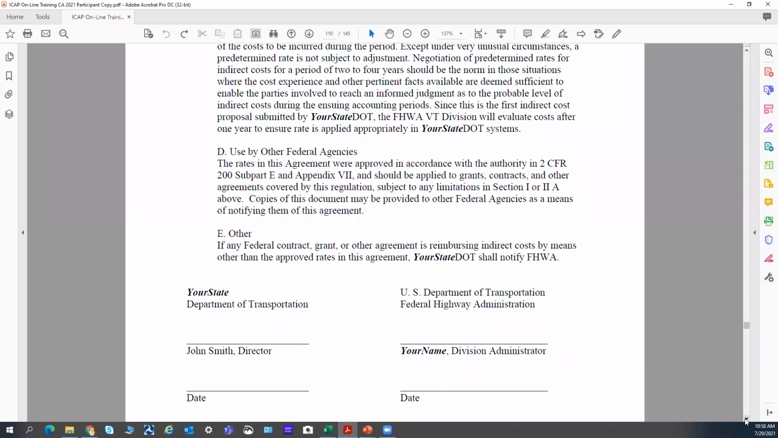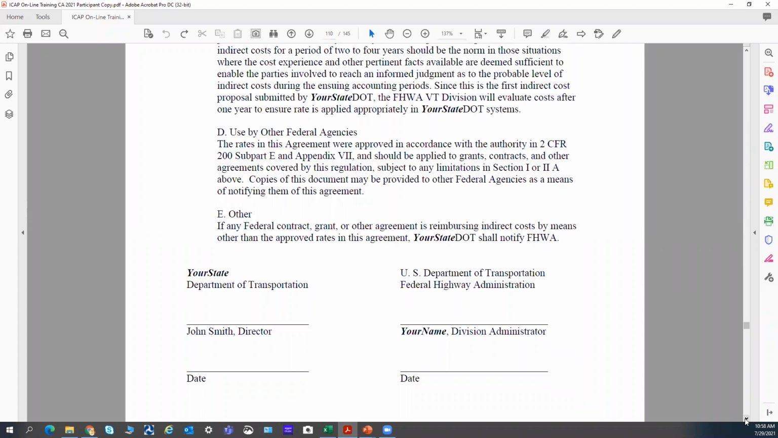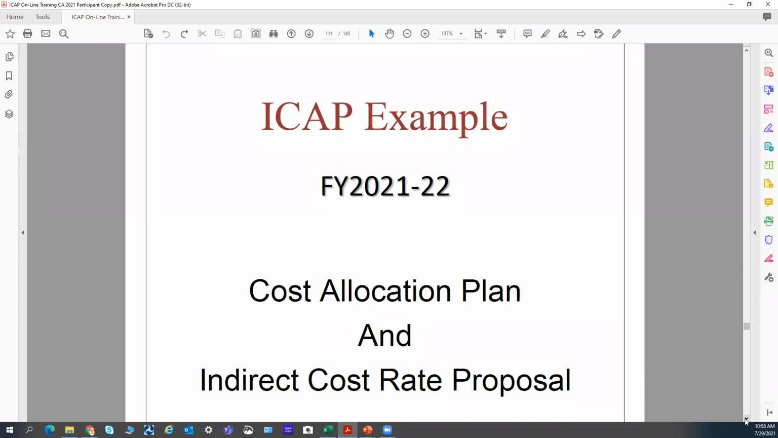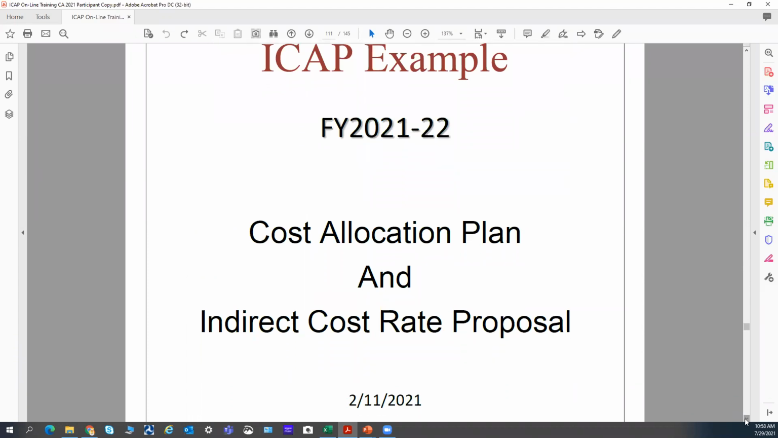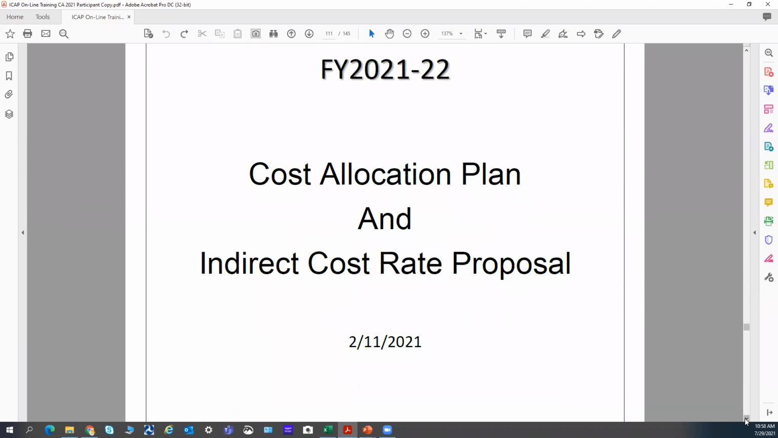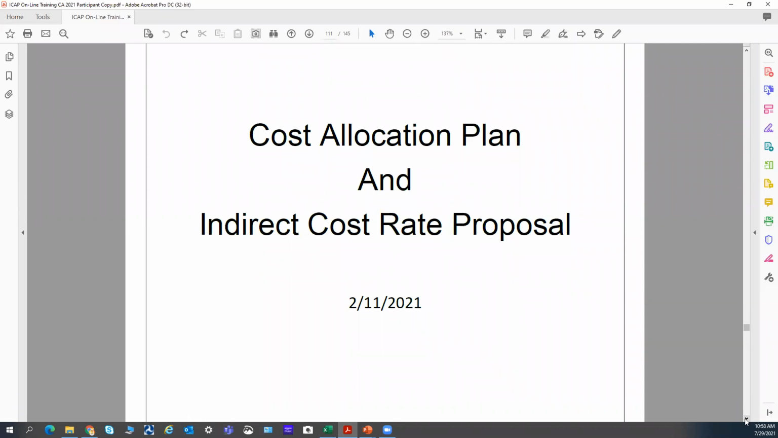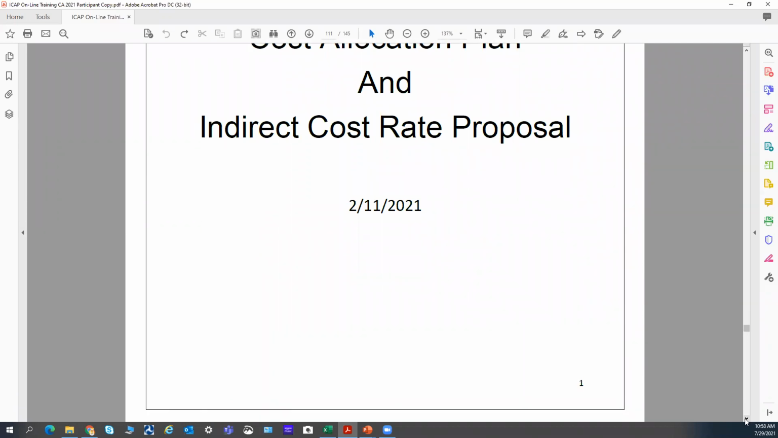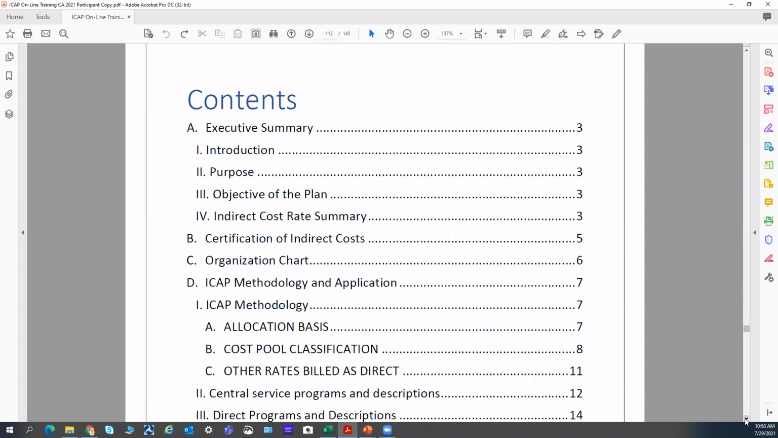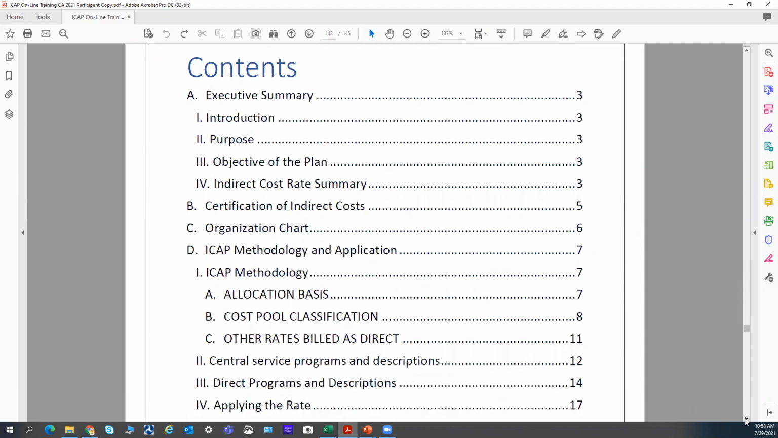So those are just the first two documents of the package that you would normally see. Then we actually get into the indirect cost rate proposal. This was done in February, and this is Vermont. This is one we've done recently, and I'll shed some light on that as we go through. Well, let me shed a little bit on it right now.